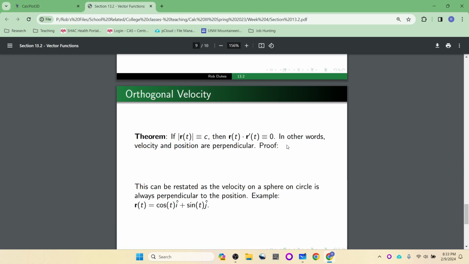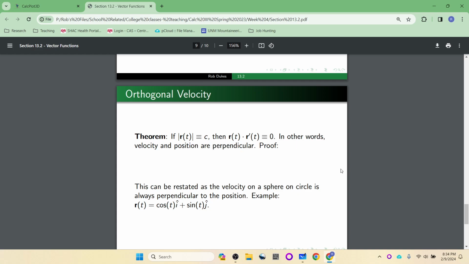All right, so there's a couple more things. Orthogonal velocity. Here's a theorem. If r of t is constant distance, then r dot r prime of t is 0. So velocity and position are going to be perpendicular.